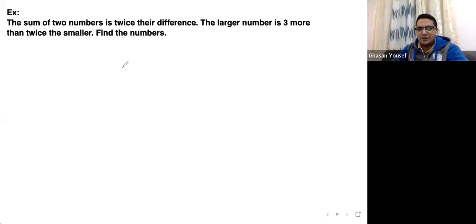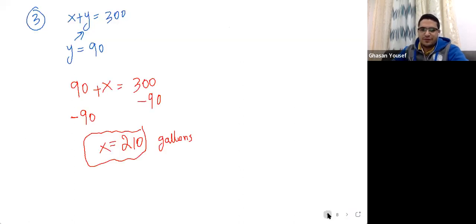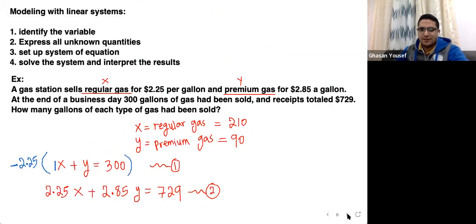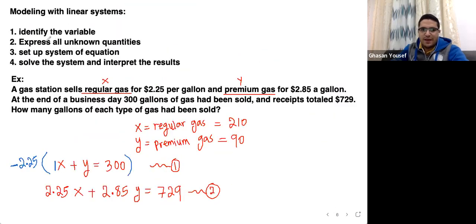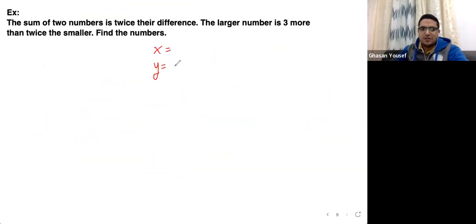So I have two numbers. One of them is large and one of them small. Look, the larger number is 3 more than twice the smaller. So first step for the model, I have to identify the variables. This means I need to make two numbers. The first number is x, the second number is y. So second step, I have to express all unknown quantities. So x for the large number and y for the small number.